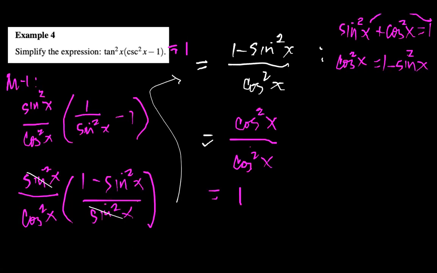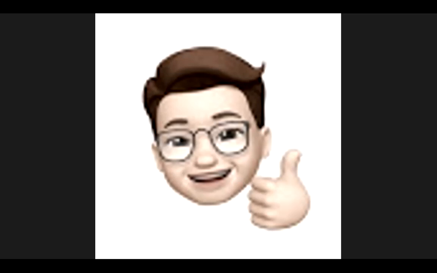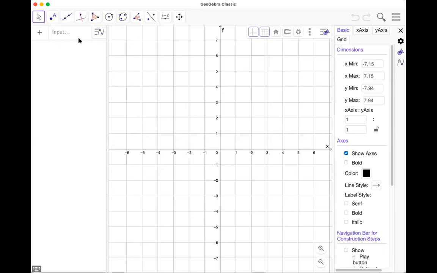Now, let's say, class, ano nga ba yung tangent cosecant minus 1? Now, let's say, sir, I want to verify. Hindi ako, sir, naniniwala sa'yo na 1 talaga yan. Okay, since hindi ka naniniwala, let's use GeoGebra. Tinuturuan ko na kayo mag-cheat dito. Huwag itong gagawin sa exam. So, tingnan nga natin kung 1 yung magiging result. Dapat ganito yung graph niya pag rinap ko siya.